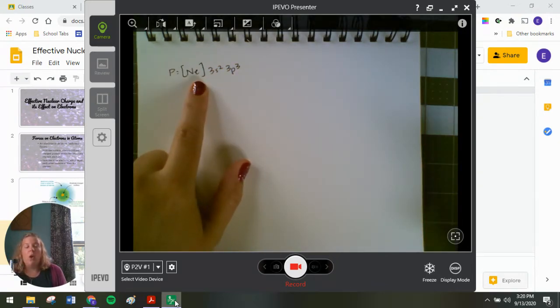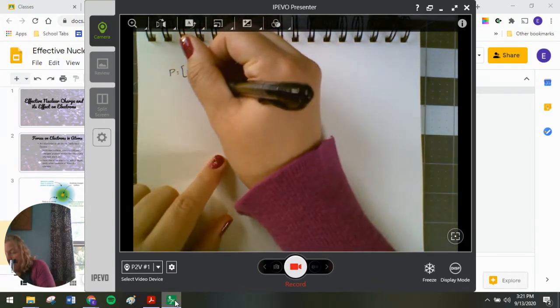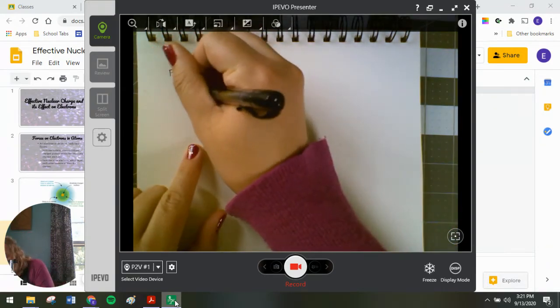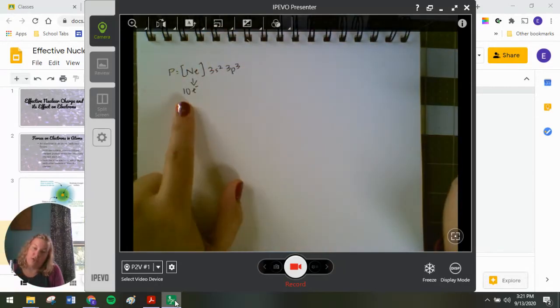The element's core electrons are represented by the element that you put in brackets here. So neon has 10 electrons because it's atomic number 10, which means that neon represents 10 electrons in our electron configuration.